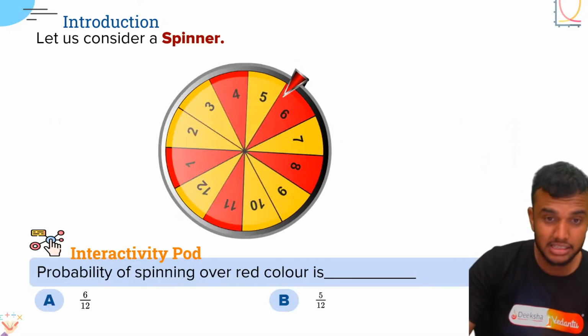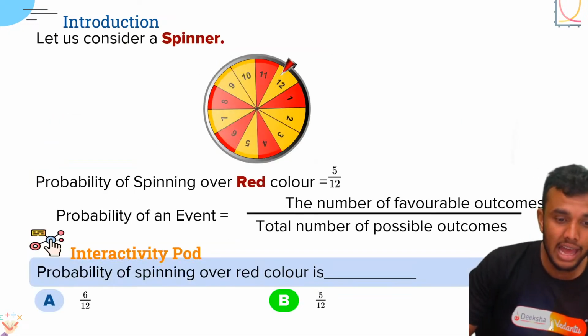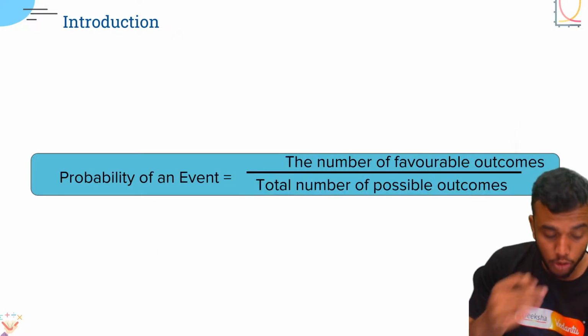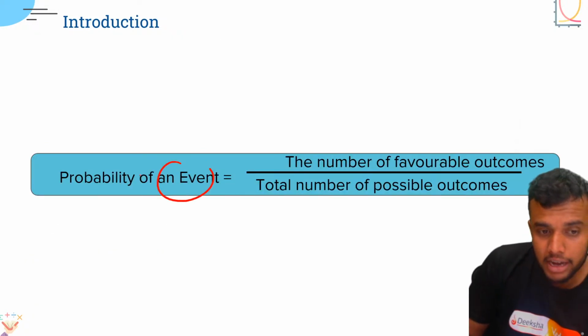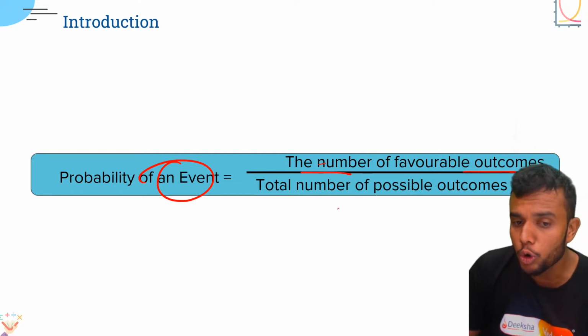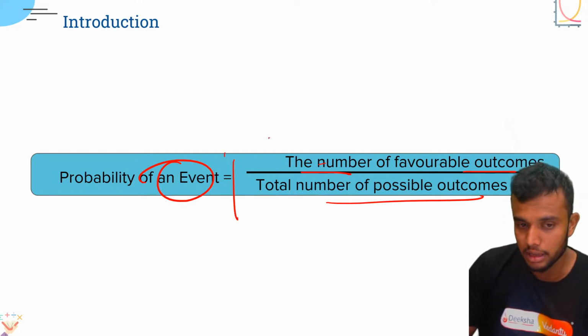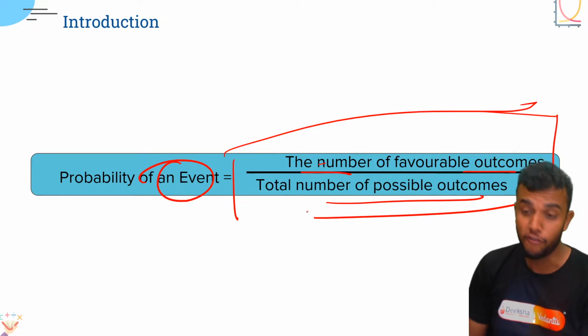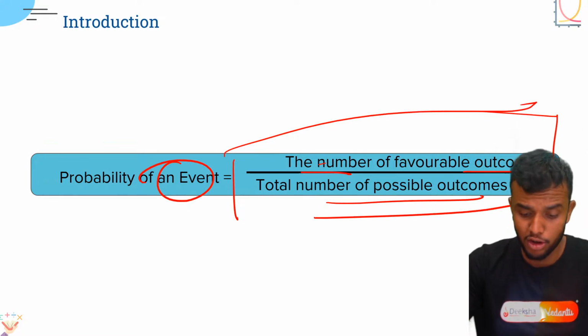Then a spinner is also an example. Then what is the formula? The exact formula of probability: the probability of an event is found by the number of favorable outcomes to the number of possible outcomes. The probability is a ratio of the number of favorable outcomes to the total number of possible outcomes.